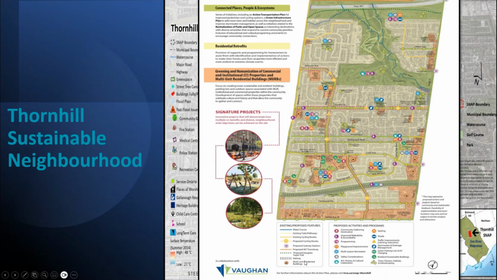We can also see a lot of areas where we have cycling routes or proposed subway stations, transit ways, and we can see any areas that are in this light orange. These sections are part of major businesses, commercial properties, and multi-use residential buildings that are part of this Thornhill SNAP program.